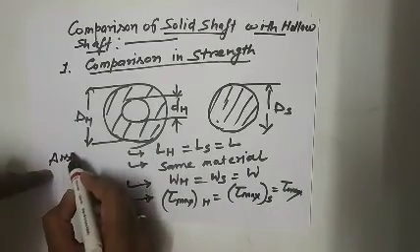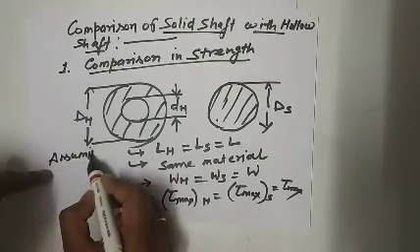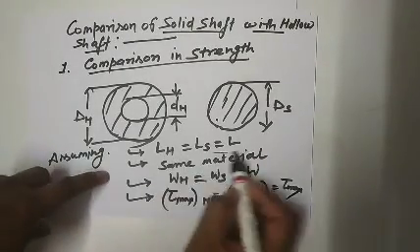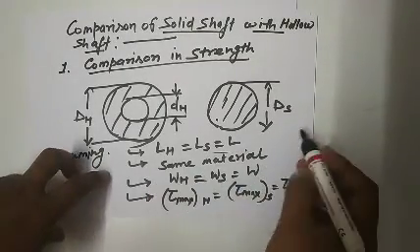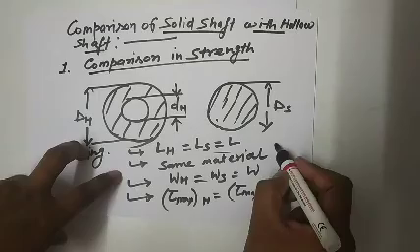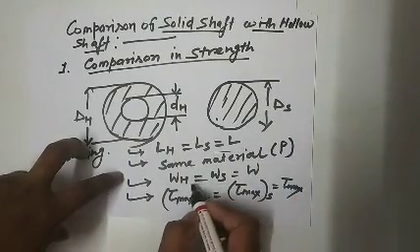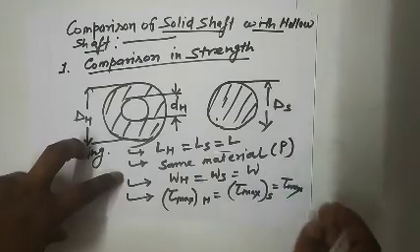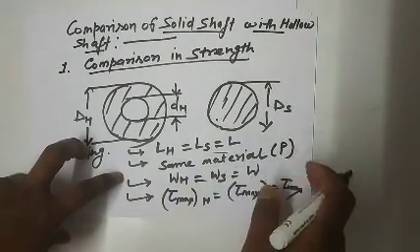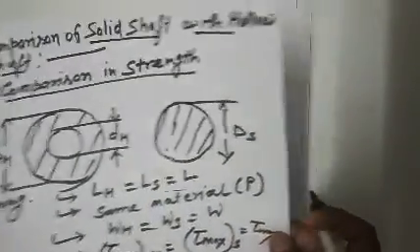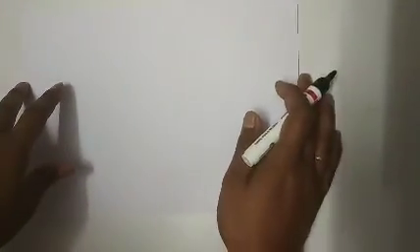Assuming length is same, they are made of same material. That means density will be constant, and weight is same, and maximum shear stress developed on the periphery is same. Right? For this condition, we will compare the torsional strength of the shaft.